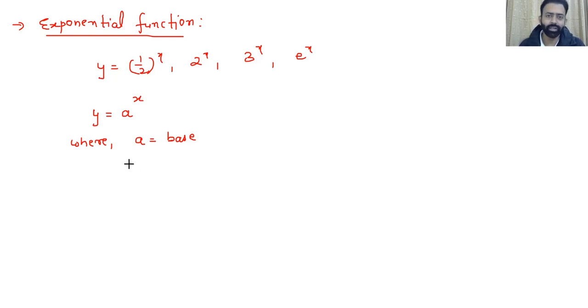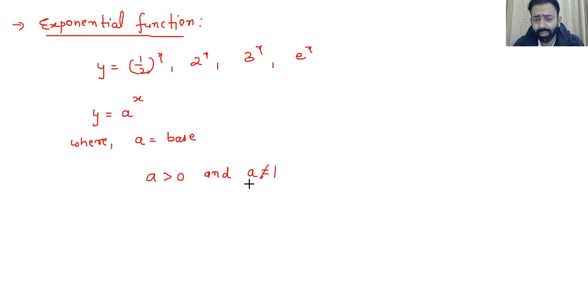Now there are certain conditions for any function to be called an exponential function. What are those conditions? The base a should be greater than 0 and it should not be equal to 1. Now let us analyze one by one why we define these conditions, why a negative value of a is not allowed, and why the value of a cannot be equal to 1.